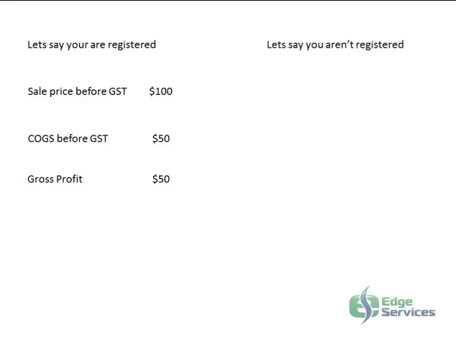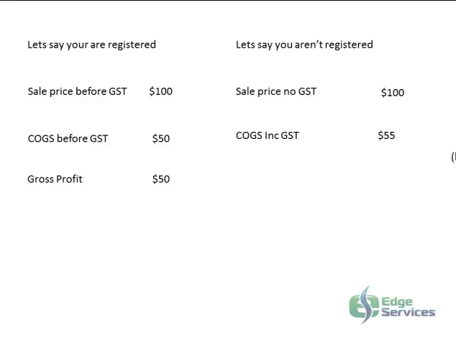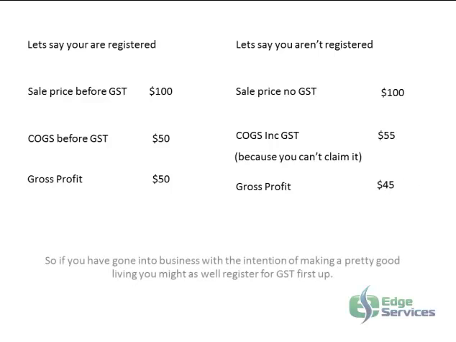Let's say you aren't registered for GST. Your sale price is still going to be $100. There's no GST. Cost of goods sold including GST is $55 because you can't claim it. Gross profit is only $45. You lose $5. So if you've gone into business with the intention of making a pretty good living, you might as well be registered for GST first up.